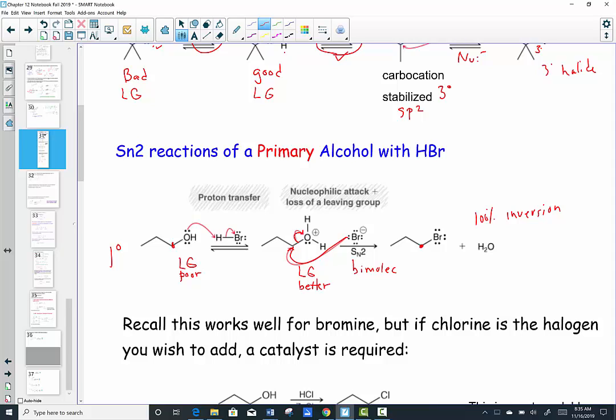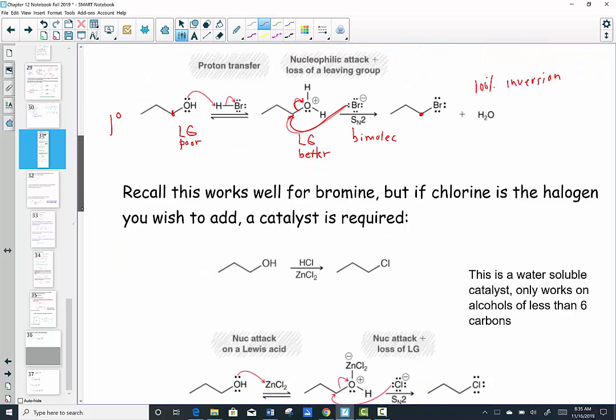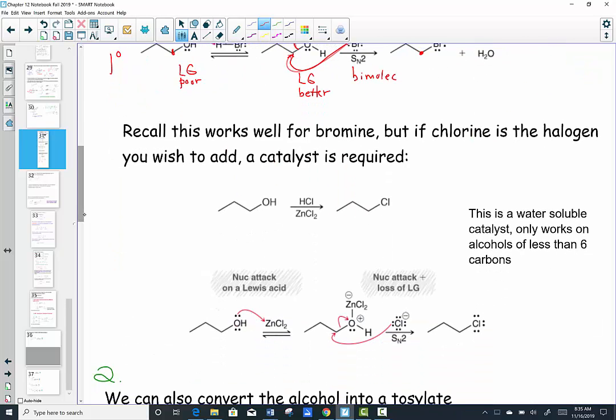It works well for bromine, HBr, across the arrow. But remember, if we're trying to add chlorine as the halogen, adding HCl to a primary alcohol is so sluggish it doesn't work well unless we have the presence of a catalyst. The catalyst that is used is zinc chloride, which is a metallic salt, right? Zinc chloride, ZnCl2, built of two ions, a zinc and two chlorides. So when we crisscross, we come up with ZnCl2.